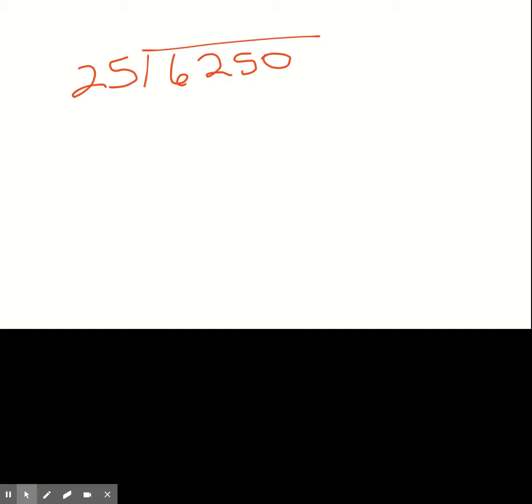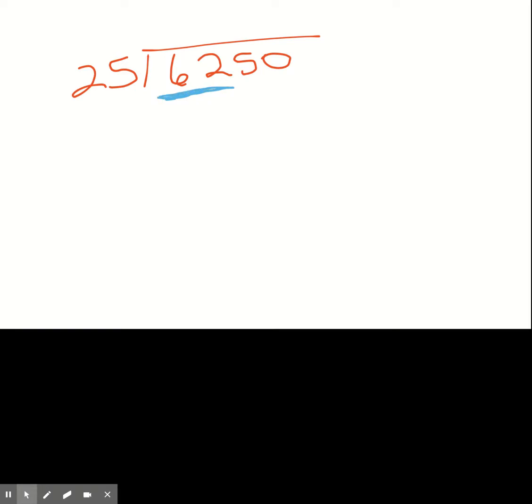To use this algorithm, you almost have to stop thinking about this number as 6,250 and think of it as the separate numbers, which I know is weird. It's not how we're used to doing it. So you start by saying to yourself, if you had 6 pencils, could you make a box of 25? Obviously, the answer to that is no, you could not. So you look at the next number.